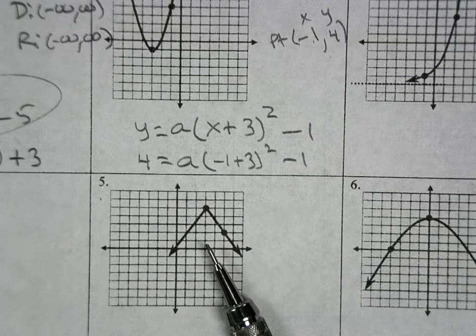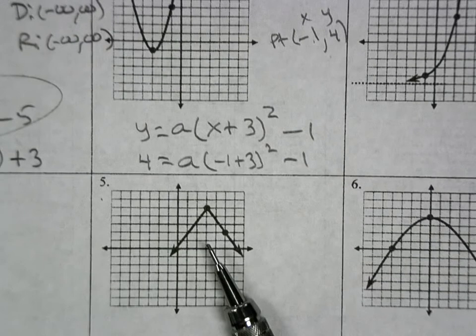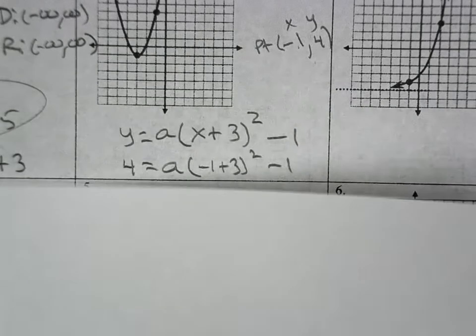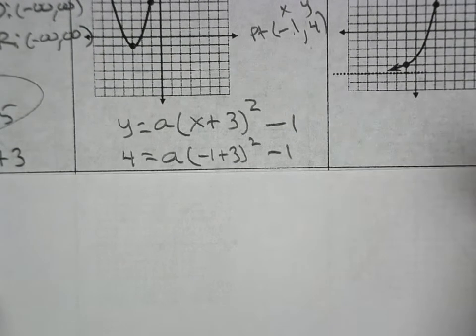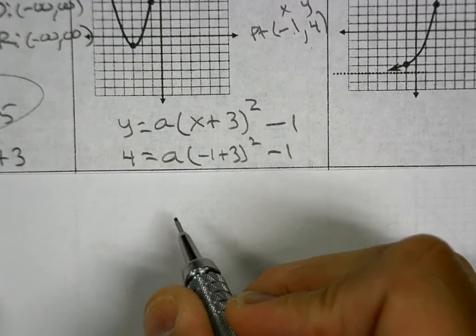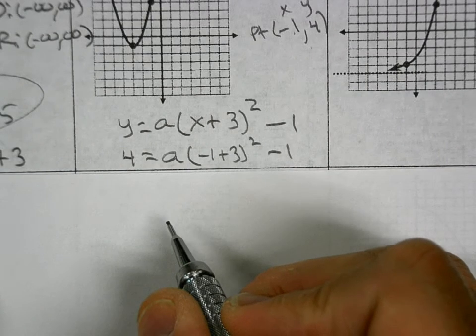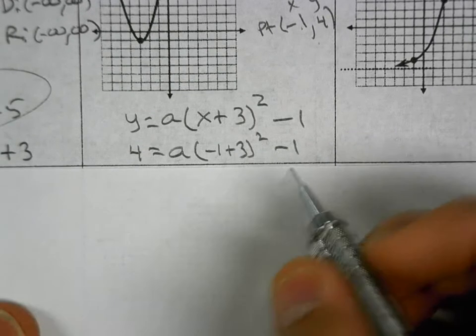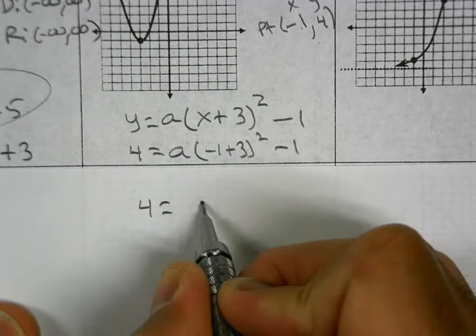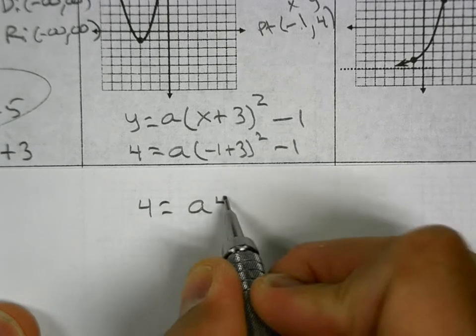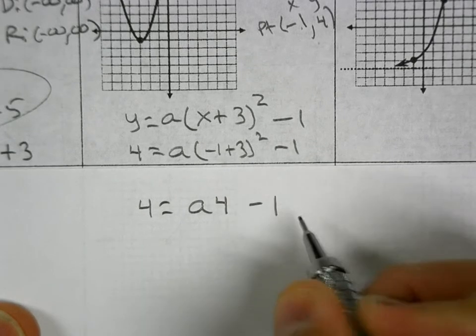Okay, attention back up here. It seems like we're a little confused on this. Some got it, very few got it. But let me start writing this, because that's what I saw in your papers. We have 4 is equal to a, and then you ended up with 2 squared, which is 4, and then minus 1, right? Okay, that's perfectly fine.